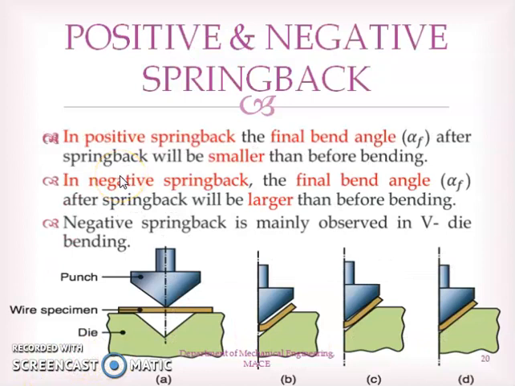There are two types of spring back, positive and negative. In positive spring back, the final bend angle after spring back will be smaller than before bending. And in negative spring back, the final bend angle after spring back will be larger than before bending. Negative spring back is mainly observed in V die bending.